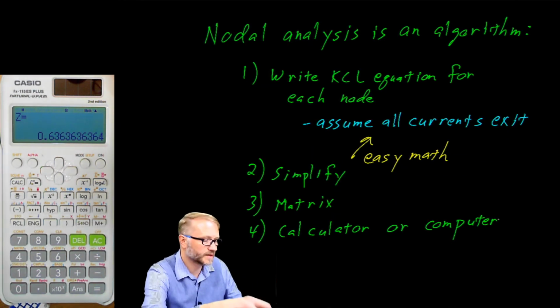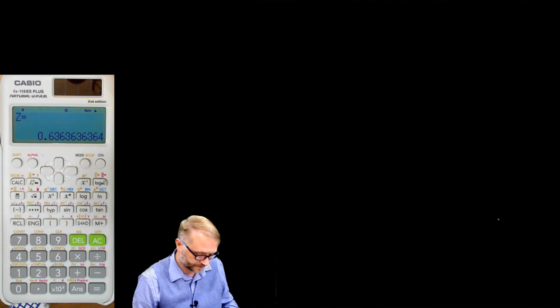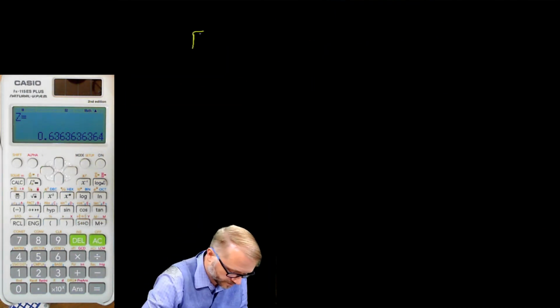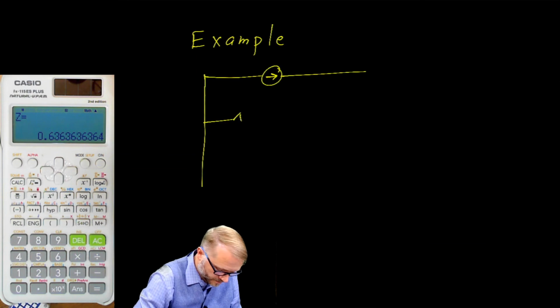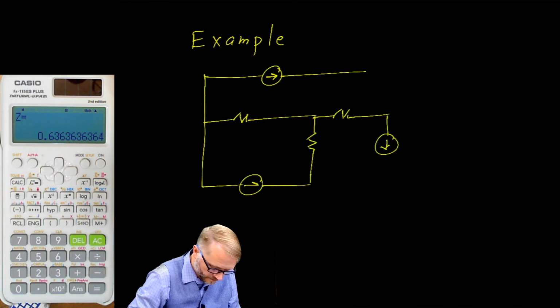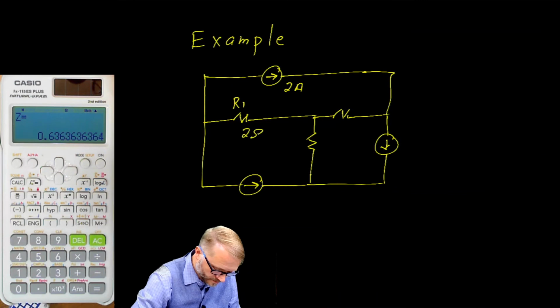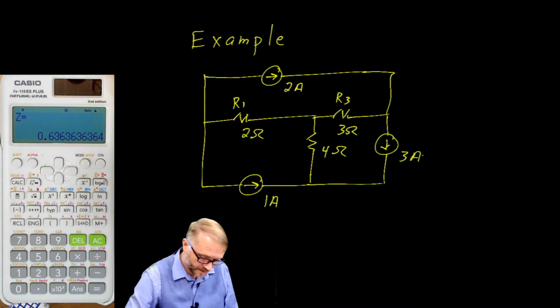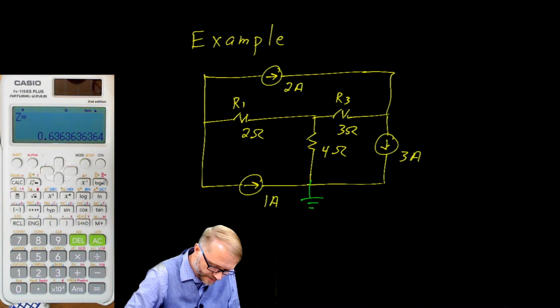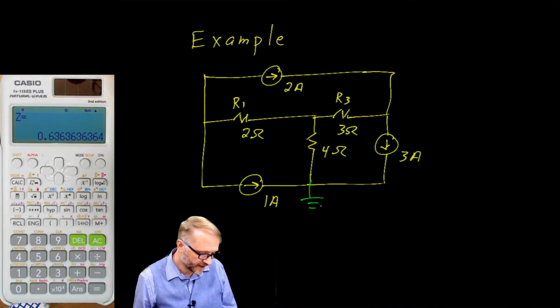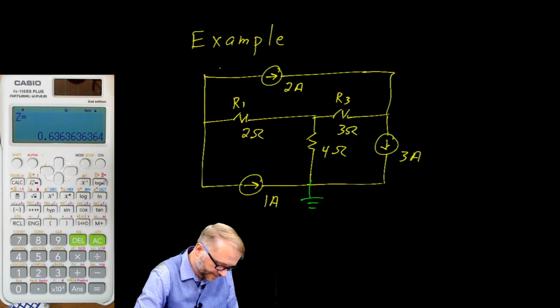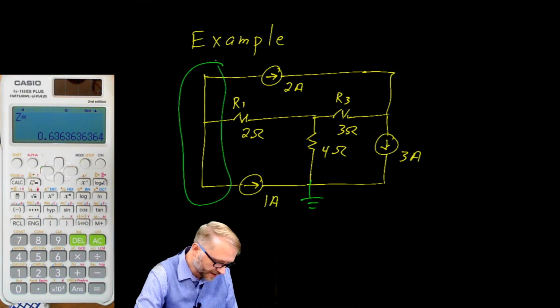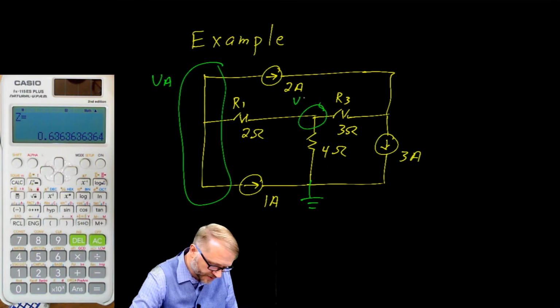Let's end with one last example. It helps if we establish that reference node, so we'll use that point there. And then I have to ask you, how many nodes do you see? Well, we could argue that's 1, so we'll call that voltage A. There's a node there, we'll call that voltage B. And there's one here, so we'll call that voltage C.